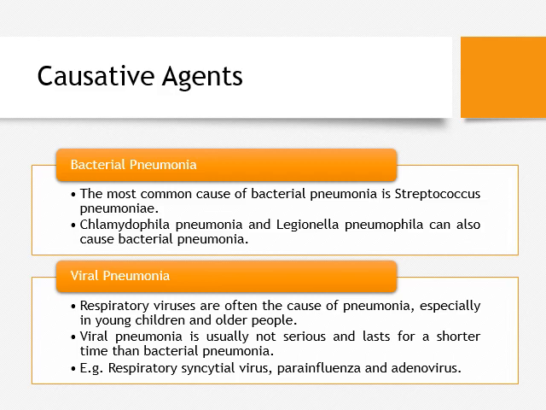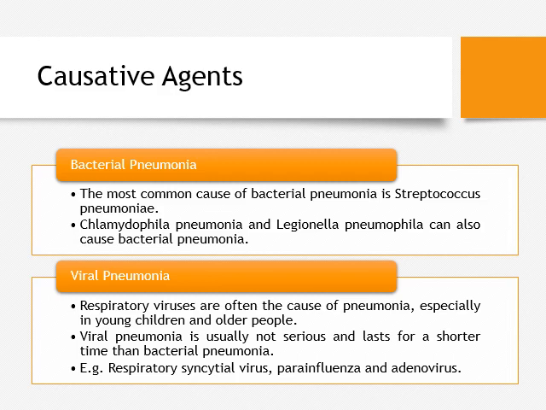Now we come to the causative agents that cause pneumonia. As pneumonia is an infectious disease, the causative agents are mostly bacteria, viruses, fungi, or mycoplasma. Firstly, we will discuss bacterial pneumonia. The most commonly occurring and most serious types of pneumonia are caused by bacteria. The most common organism involved in bacterial pneumonia is Streptococcus pneumoniae. Other organisms that may also cause bacterial pneumonia include Chlamydophila pneumoniae and Legionella pneumophila. And of course, the treatment for these different types of microorganisms will be different.